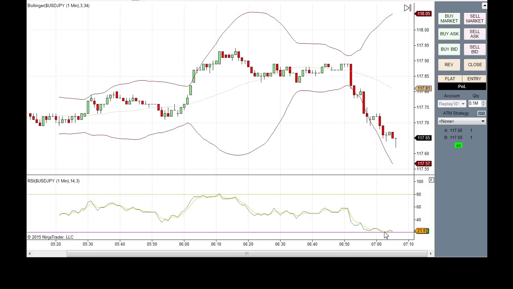I think I don't really like the system. I can't tell whether that went below 20 or not. But I'm going to assume it didn't. I'm going to assume that that's actually just touched 20.